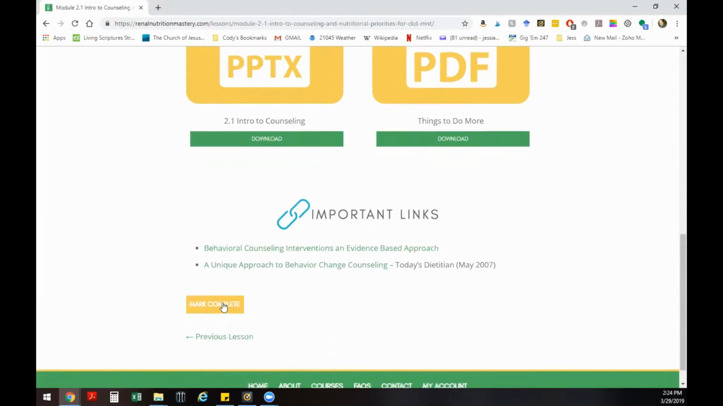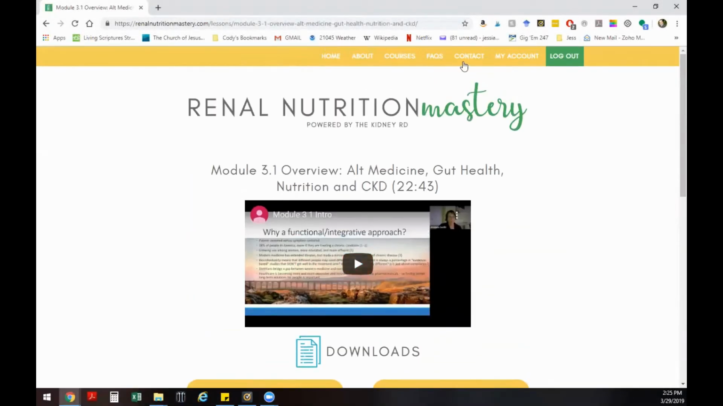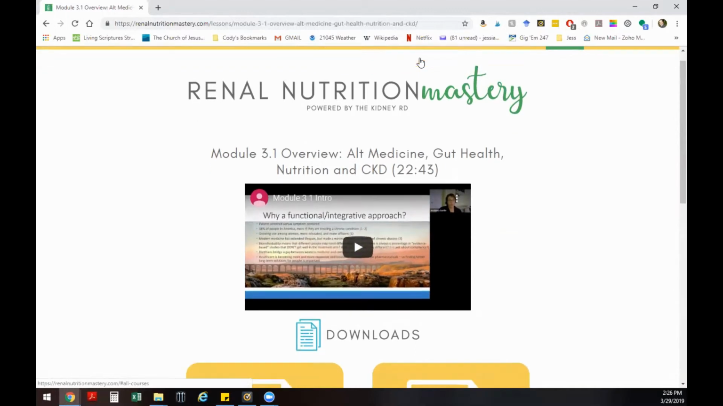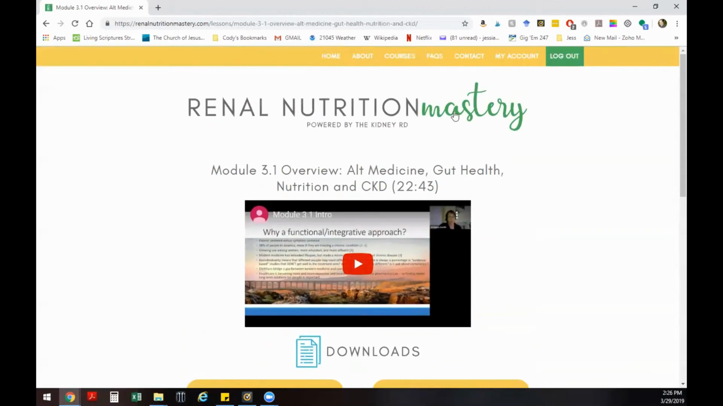When you're done with a lecture, you mark complete. And this is how all of the courses are laid out. They have a lecture that is pre-recorded. They have the PowerPoint slides so you can make notes and also see the notes that I have put on them for the sake of the lecture. And then they have an actual notes page for you and additional resources.